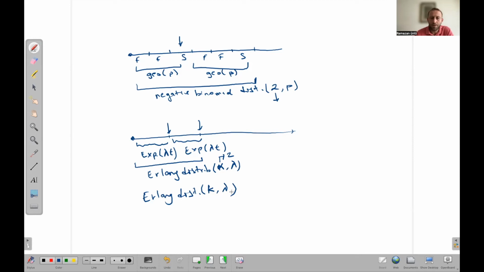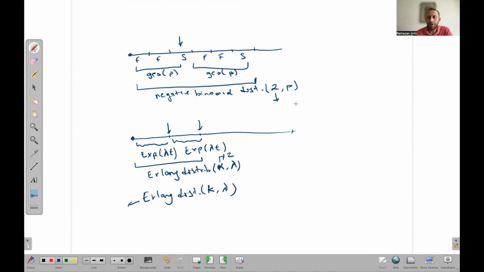And remember that if the k is 1, that is equal to the exponential distribution with the parameter lambda. And also remember that this is a special case of the gamma distribution, because in the gamma distribution, alpha can take any real number, but if those are integers, we call that distribution the Erlang distribution, okay?